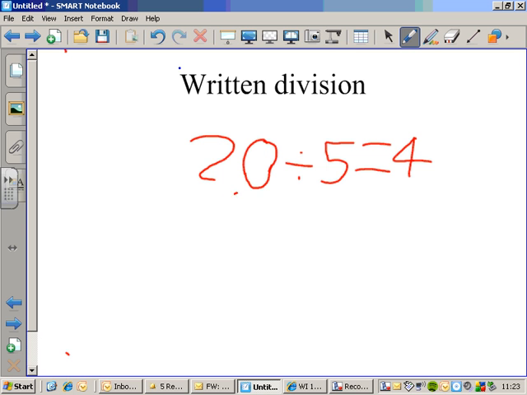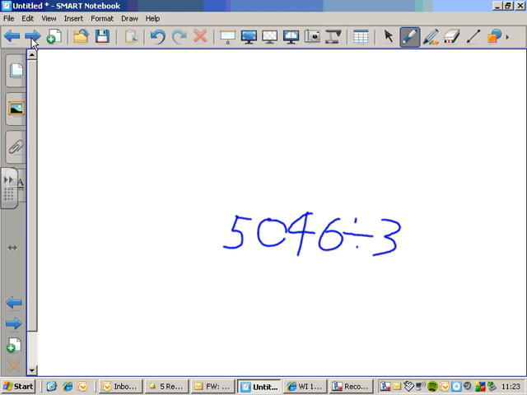So if you rewrite the sum, what will it equal, Ethan? 20. Well done. Now, if we move on to a harder sum, like this one here, we find out you can't really do that in your head. So we use the written method. We use our box shows as well.